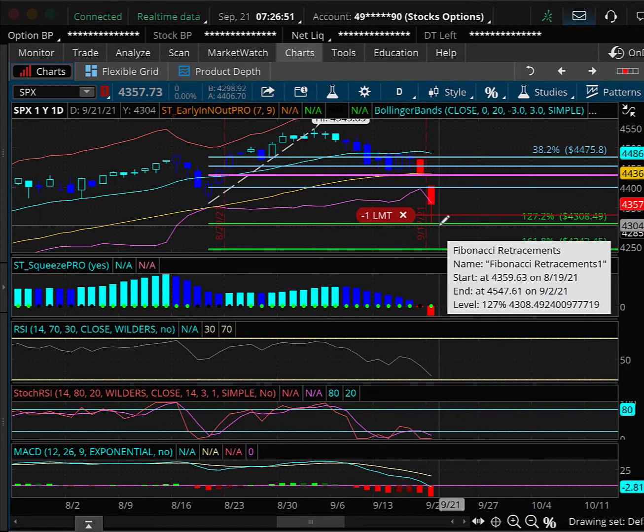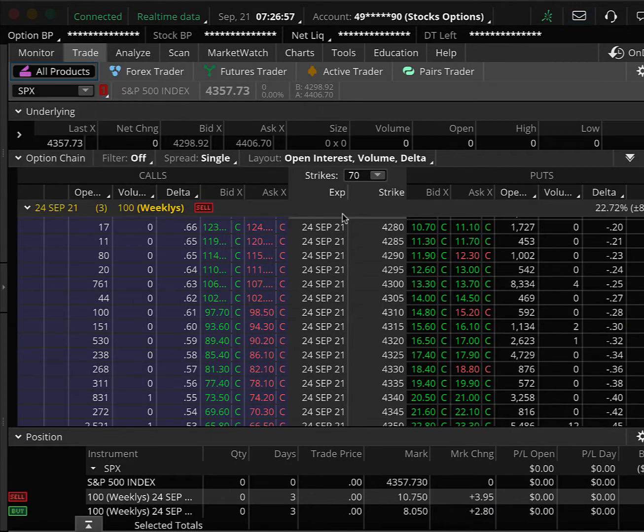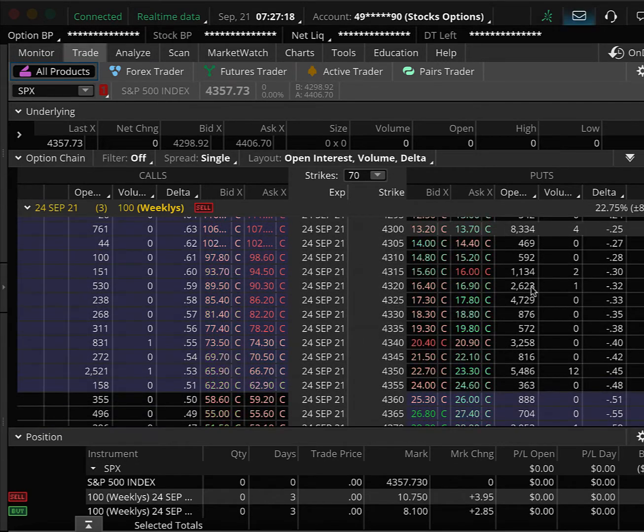Interestingly, 4,300 is this first level of support. So as a market maker, first of all, as a retail trader, I would want price to go below 4,300 to make money. So if I was on the opposite side of that trade as a market maker, I would want to keep price above 4,300 in order for all of these puts to lose money.